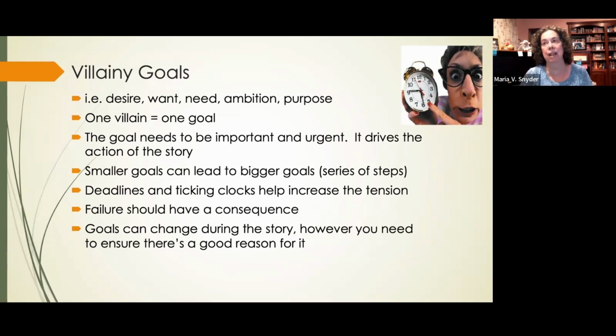I'm trying to think, with Harry Potter, Voldemort was pretty dead set on what he was doing, so he didn't really change it as he went through.